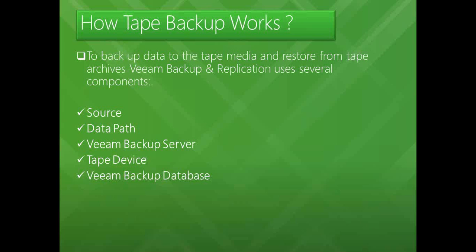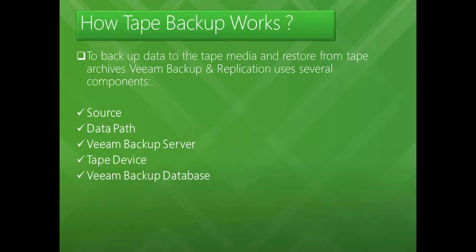Talking about the source, it is the initial or primary location where the backup files or regular files which you want to archive to tape reside. This can be anything. It can be a backup repository where Veeam backups are stored, or a Windows or Linux machine hosting files that need to be archived. So that's my source.